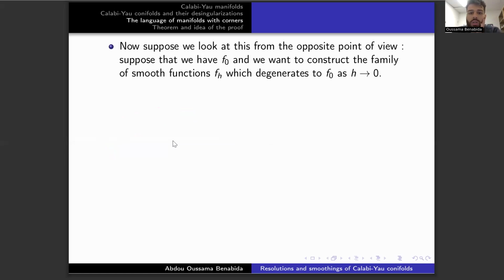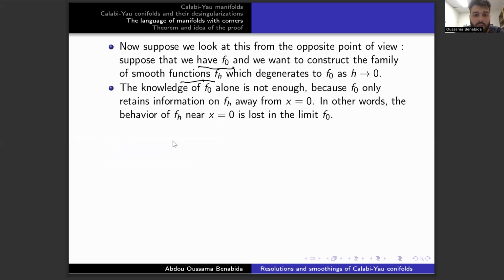Now suppose we want to look at this from the opposite point of view. Suppose that we have f_0 and we want to construct the family f_h, which degenerates to f_0 as h goes to 0. The problem with that is that the knowledge of f_0 alone is not enough, because f_0 only keeps information on f_h away from 0.